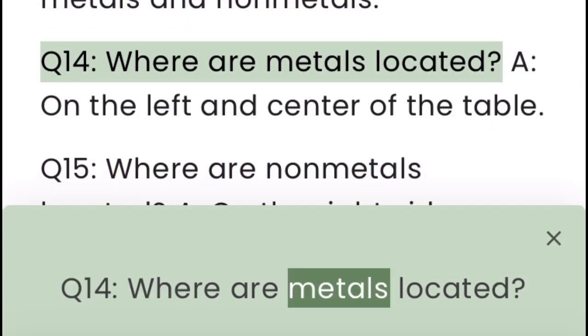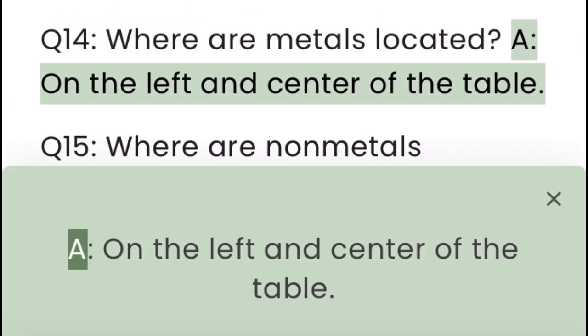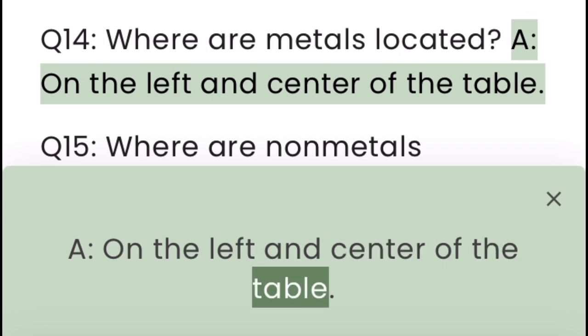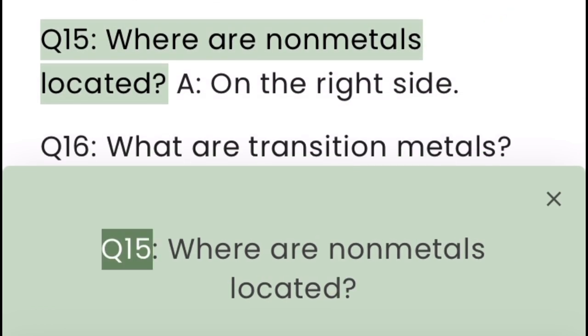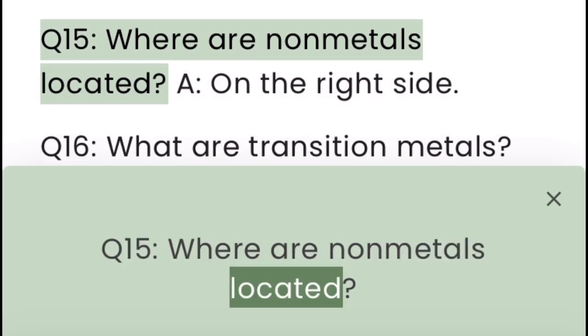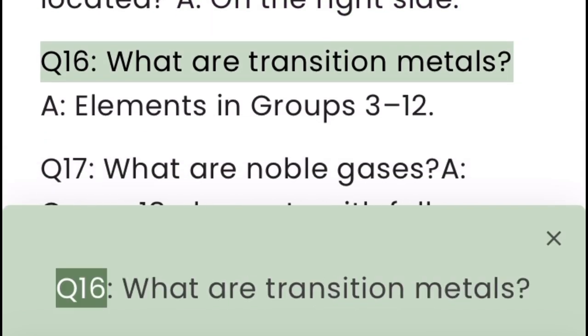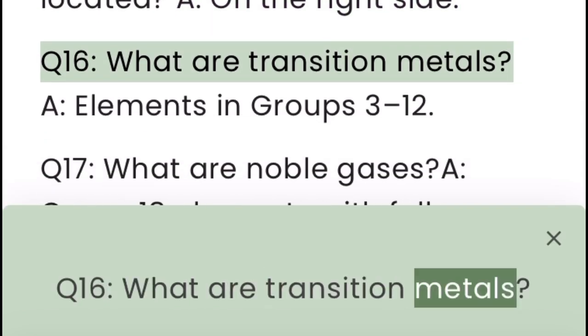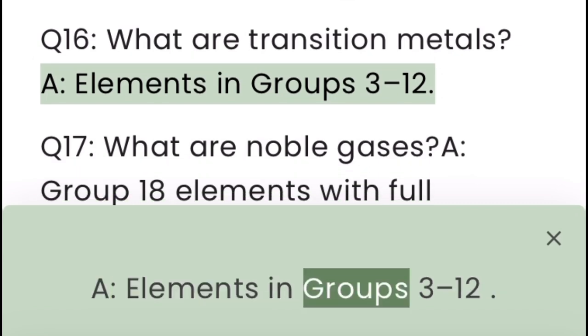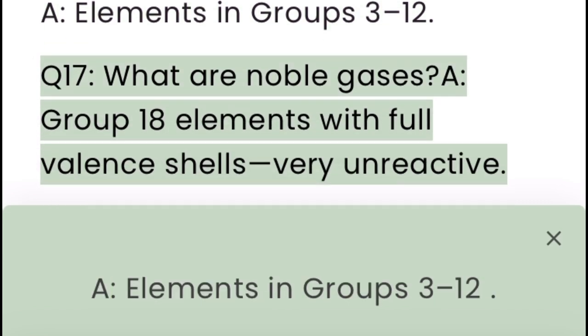Q14. Where are metals located? A. On the left and center of the table. Q15. Where are nonmetals located? A. On the right side. Q16. What are transition metals? A. Elements in groups 3 to 12.